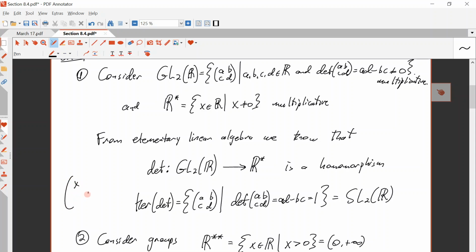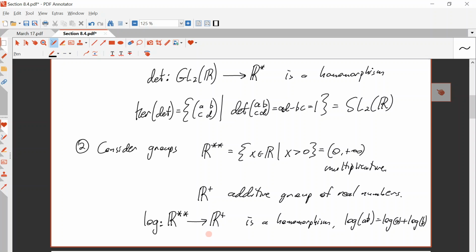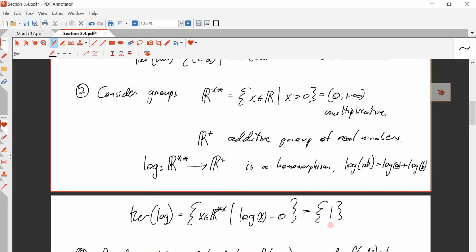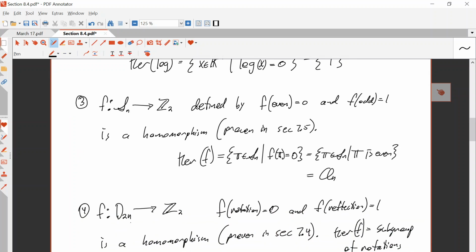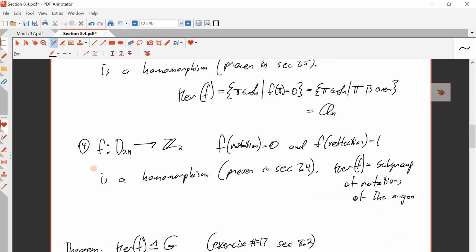Any matrix of the form looking like this has determinant equal to 1. So infinitely many such things. So highly not one-to-one, and the kernel is not the identity. But for the log function, the kernel is just 1. And we know that the log function is one-to-one, right? It's got an inverse function, the exponential function. And then these functions from Sn to Z2 and Dn to Z2 are, of course, not one-to-one, because you're just saying f of a rotation is 0, there's a lot of rotations, or f of even permutations is 0, and there's a lot of even permutations, okay?